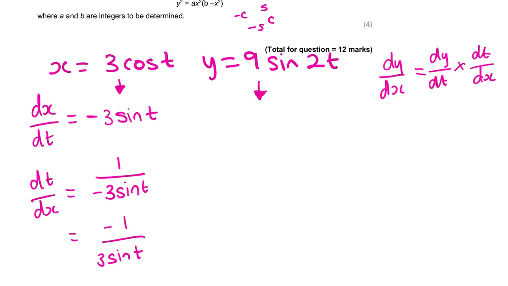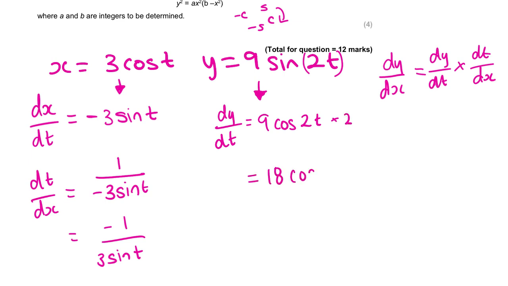Now, differential of y with respect to t. Sine differentiates to cos, so we're going to get 9 cos 2t, and now we need to multiply this by the differential of the bracket. What's the differential of 2t? 2. So this is, in fact, 18 cos 2t.